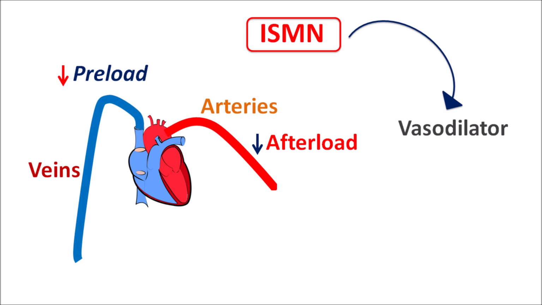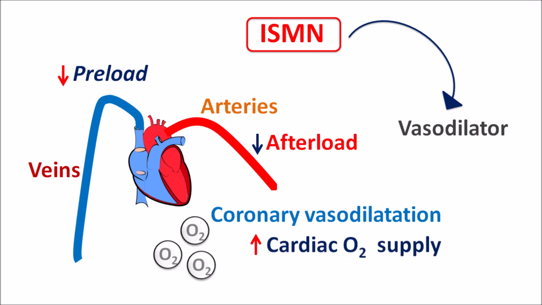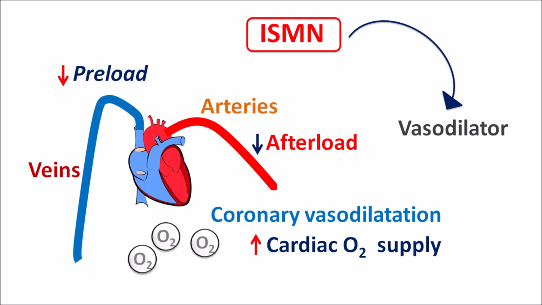And this drug can also increase coronary vasodilatation, thereby the oxygen supply to the cardiac muscle is going to be increased. Along with increasing the cardiac oxygen supply, this drug can also reduce the cardiac oxygen consumption by reducing the cardiac work. That's why this drug can be used in the treatment of angina, where it can reduce both preload as well as afterload, thereby reducing the cardiac work.